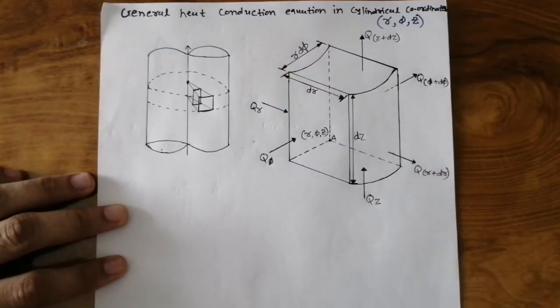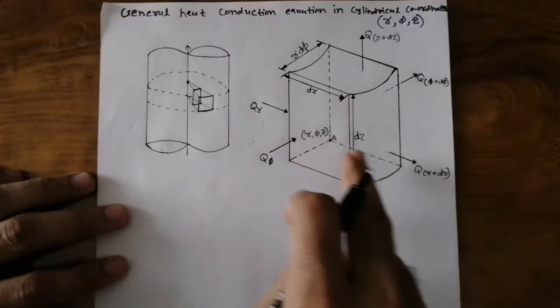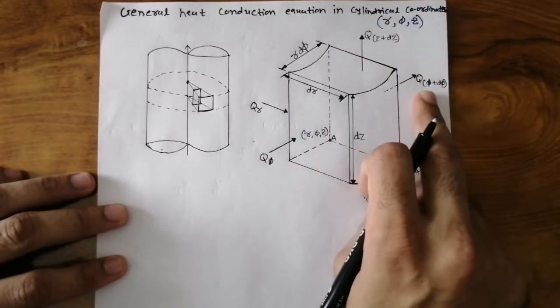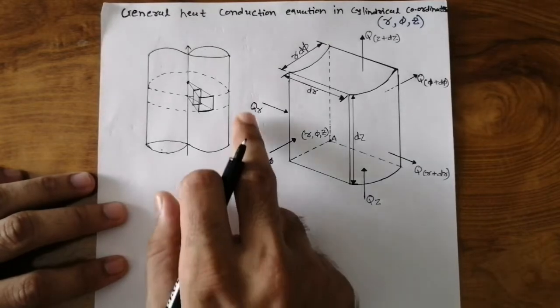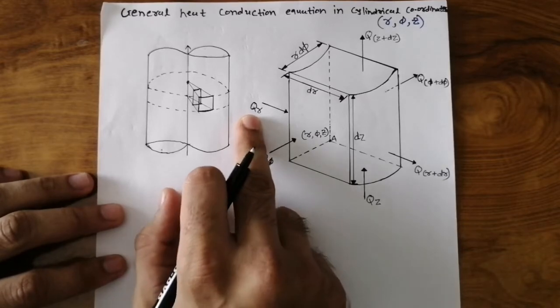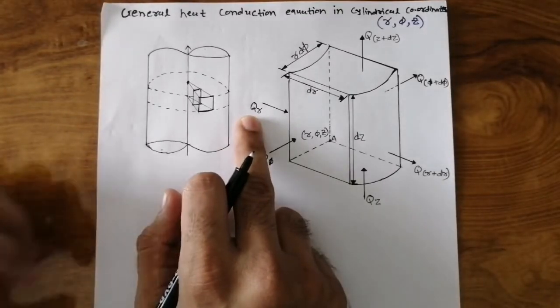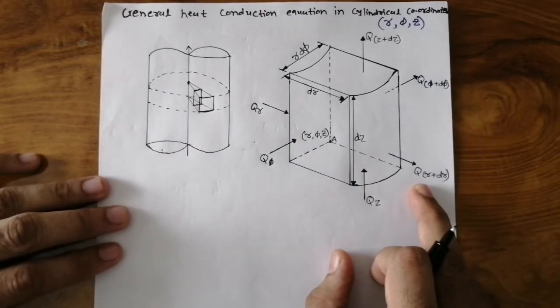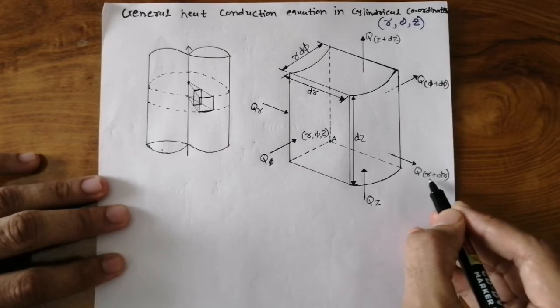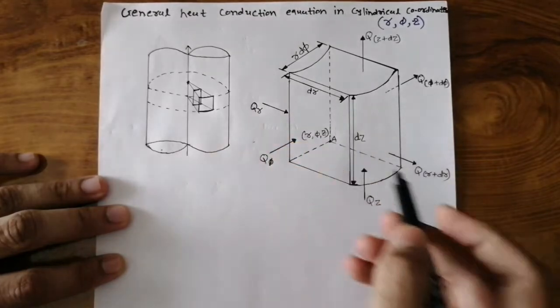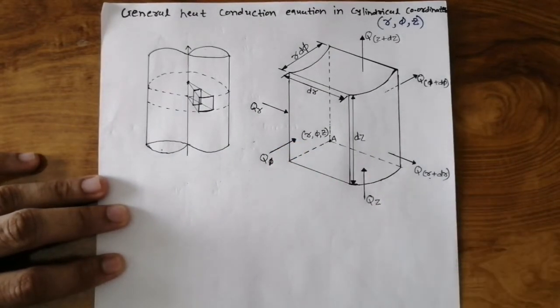Now I am going to discuss what is Qr, what is Qr plus dr, what is Qz, Qz plus dz, what is Q phi and Q phi plus d phi. First of all, Qr means the rate of heat flow in the radial direction, and Qr plus dr means the rate of heat flow out of the element in the radial direction. Why should we write r plus dr? In the radial direction the thickness is dr, so we can write Qr plus dr.